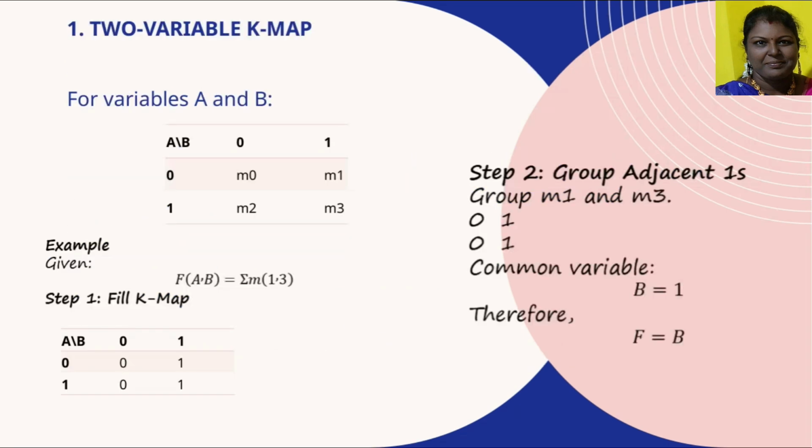Let's take a closer look at how we organize variables A and B using a two-variable Carnot map, or K-map. This table helps us visualize all possible combinations of A and B, zeros and ones, in a simple grid. Each cell represents a unique pair of values, making it easier to spot patterns and simplify logic expressions. This approach is a foundational step in minimizing Boolean functions efficiently.